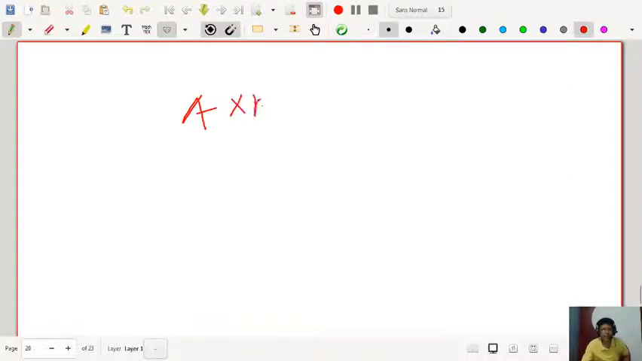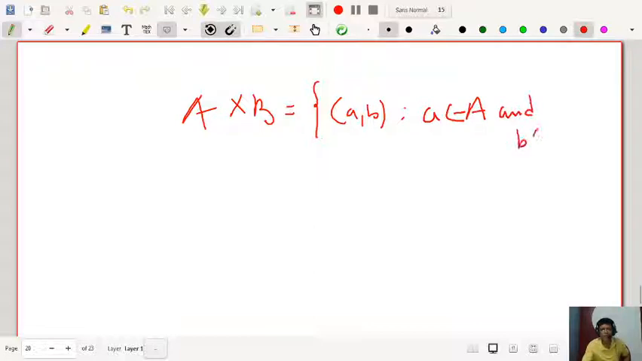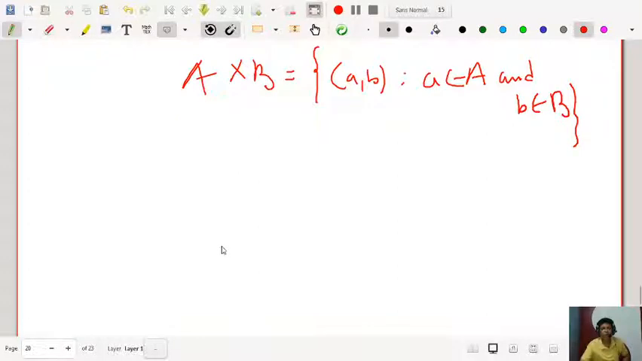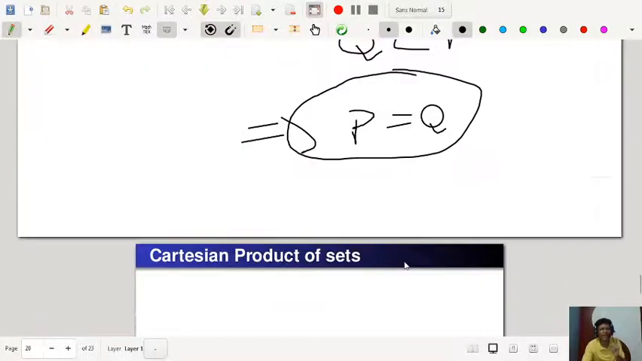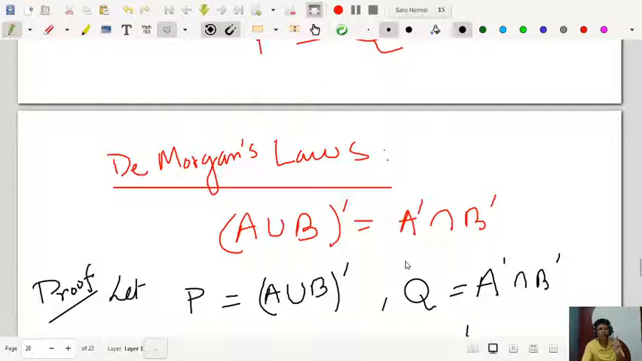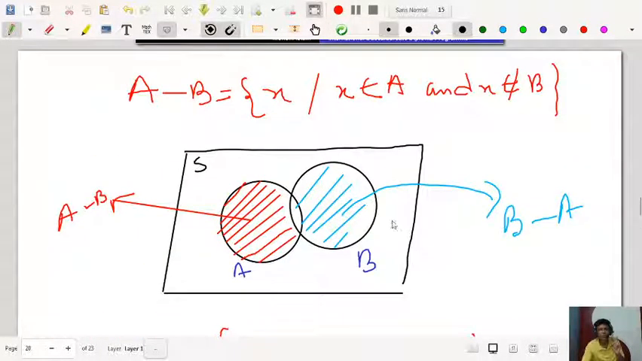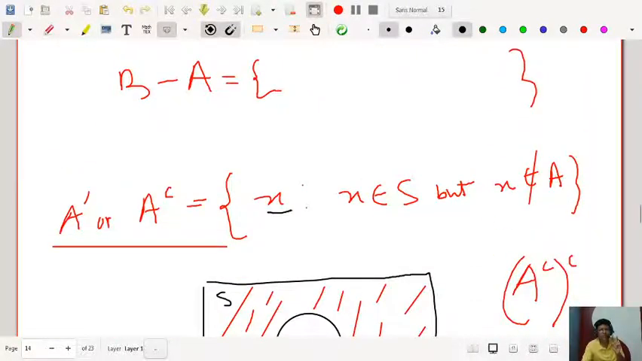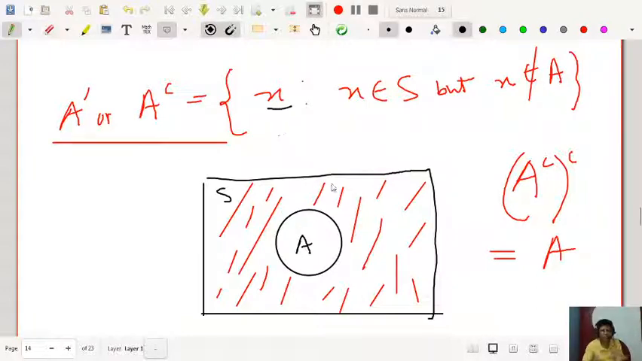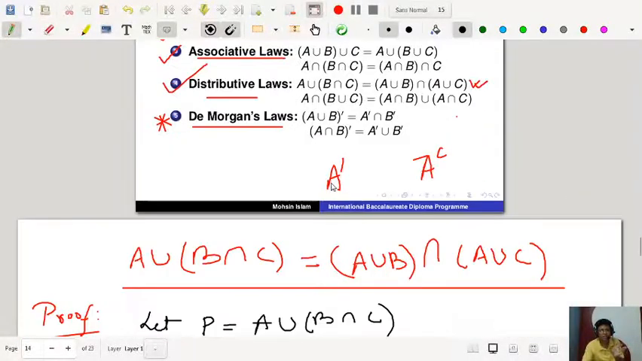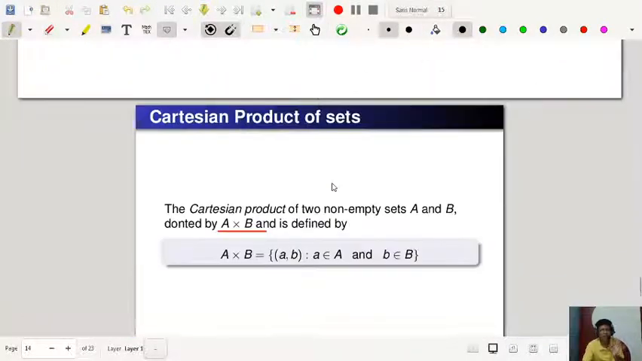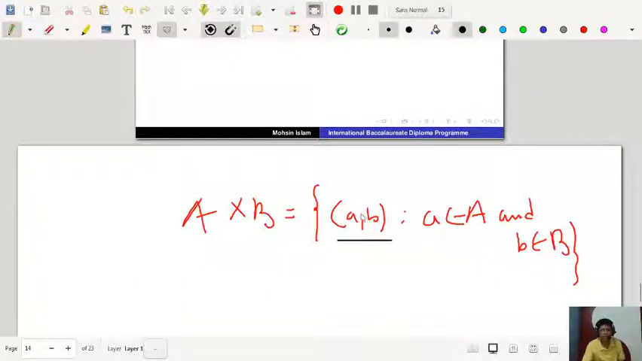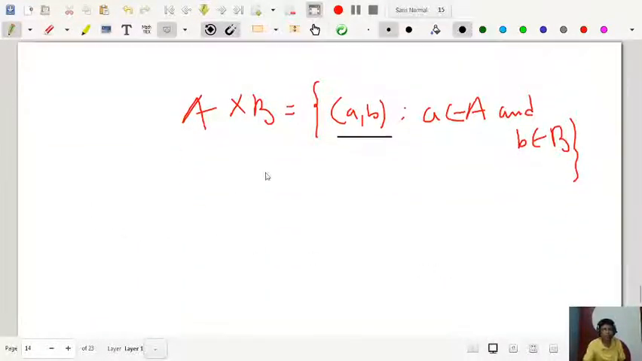A cross B is called the Cartesian product, and that is given by (a, b), such that a belongs to A and b belongs to B. This is the first time you are getting ordered pairs of elements. In all other previous cases, you had a single element. I am just scrolling up. You look at that, you have a single element, no ordered pair, no brackets or parentheses, right? But the first time you encounter a parenthesis, (a, b). This is called the Cartesian product.